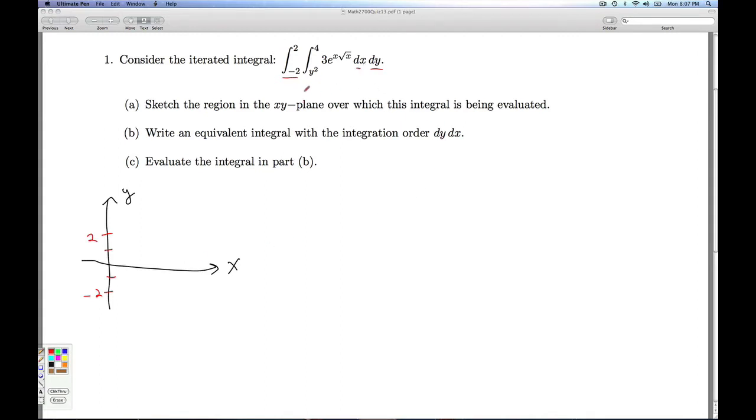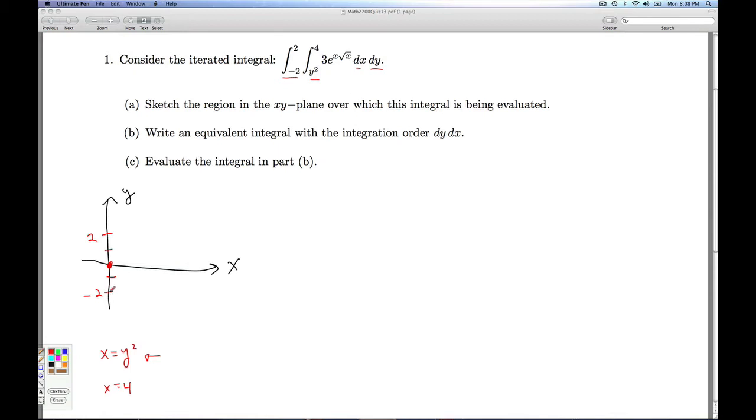Now we look for a fixed y. What's the x run between? Well, it runs from x equals y squared to x equals 4. So you think back to college algebra, or in Calc 2 we talked about the conics. Either way, x equals y squared is a sideways parabola. It's going to have a vertex at 0, 0 and going to open to the right.